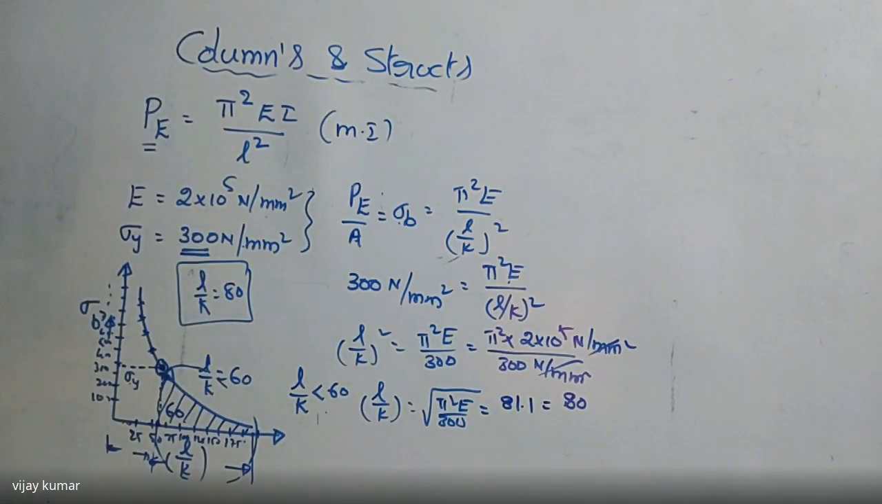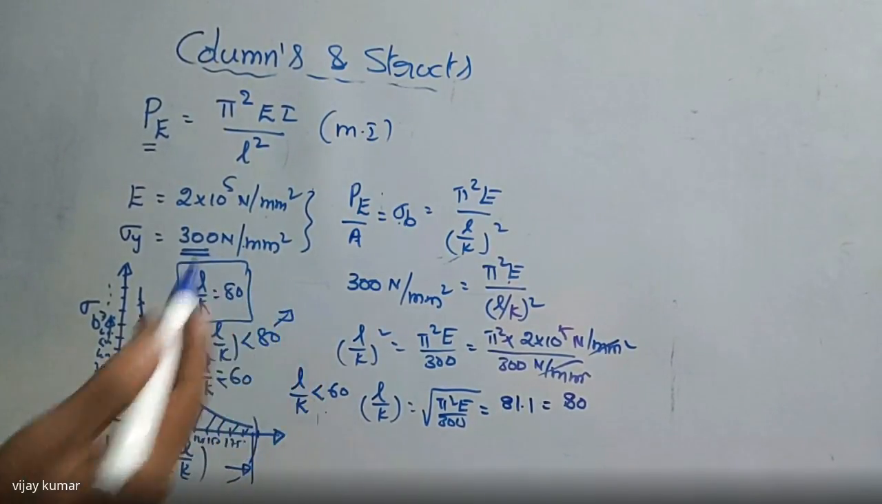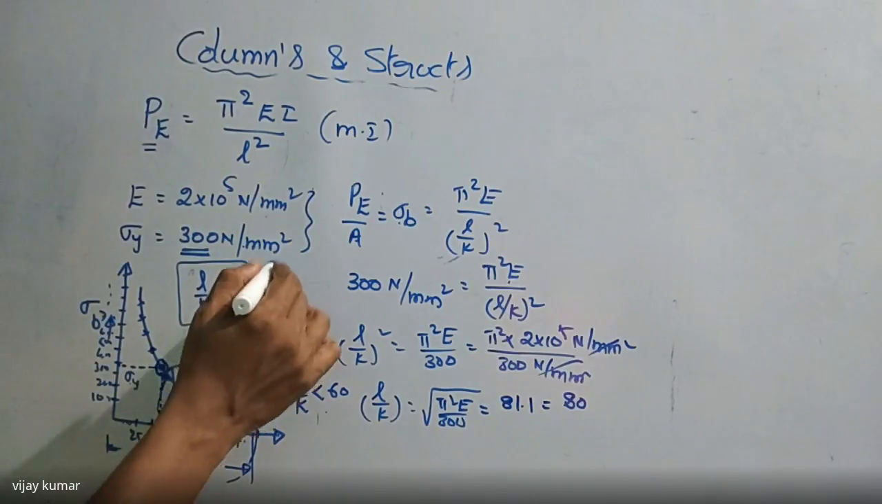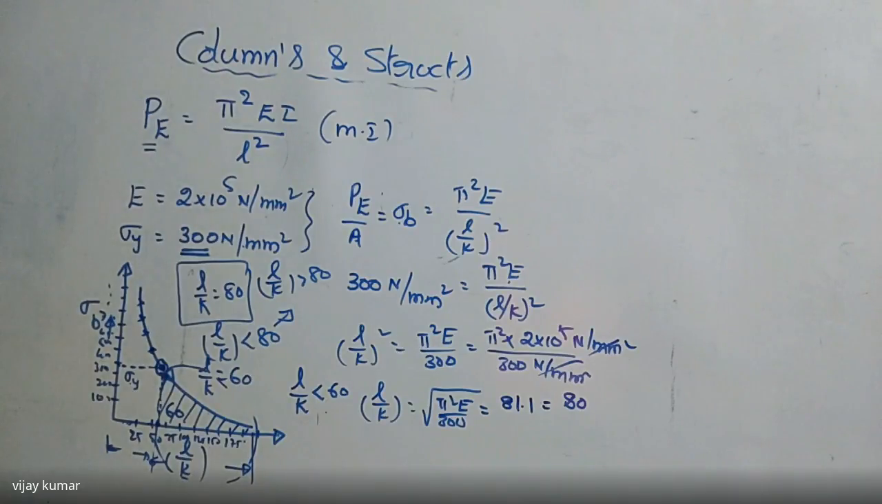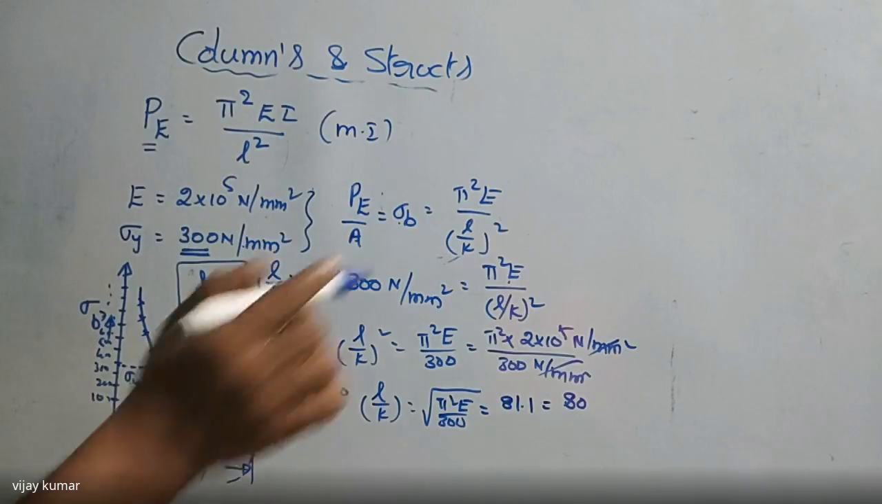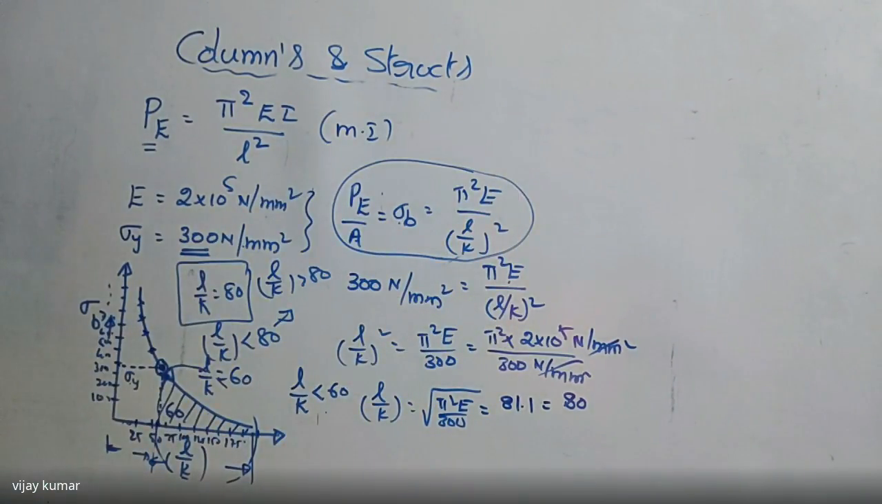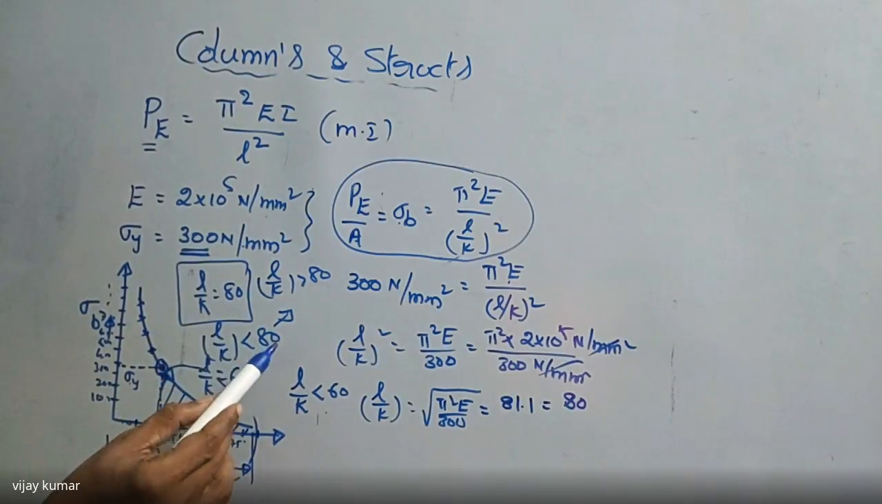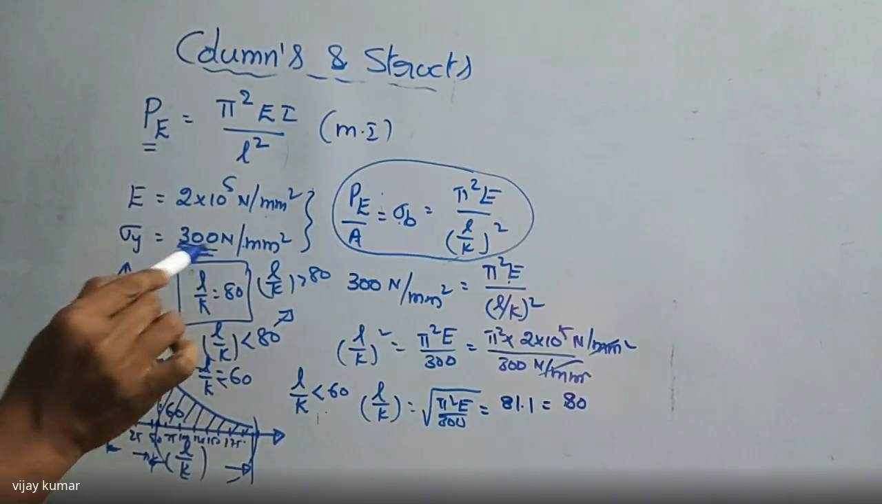If this L by K ratio is less than 80, it belongs to short column. If the L by K ratio is greater than 80, it belongs to long column. So according to this L by K ratio, we can easily classify which type of column it is. But I can apply this formula only for long column. This is not suitable for short column. Why? Because if the L by K ratio is less than 80, this bending stress always crosses the maximum value, that is 300 Newton per mm square.